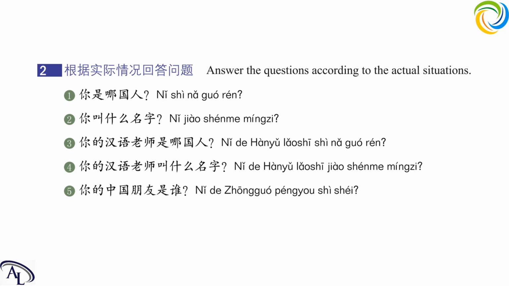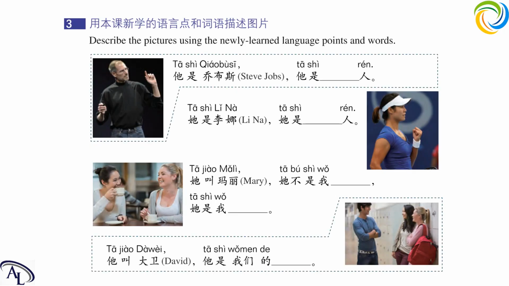I will give an example. 我的中国朋友是李月。Okay, these are all the questions for today. And let's move on to the next part, to some exercises.